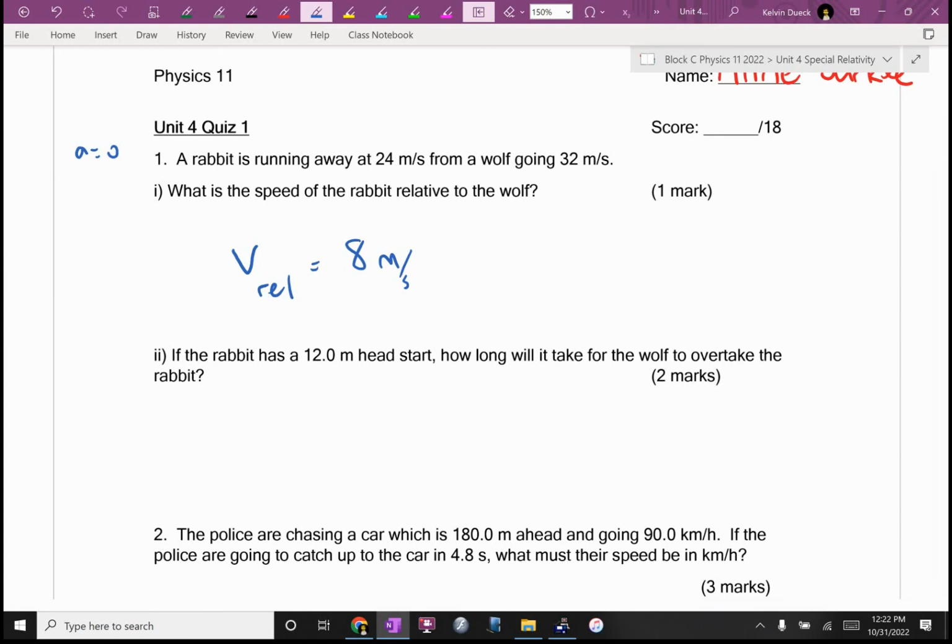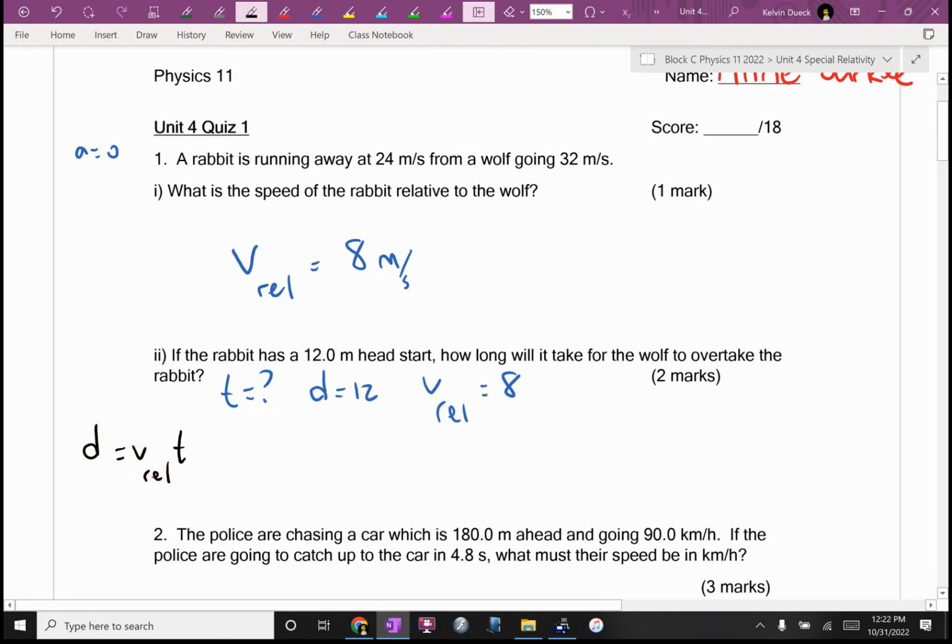And then if the rabbit has a head start, how long will it take? Okay, so now it wants me to find time. It looks like they gave me a distance, and I have from the previous question, VREL is 8. What we're going to be using is D equals VT, technically plus a half AT squared, but what's A equal to, Cameron? So half AT squared is also equal to, same answer, 0, so it's just that.